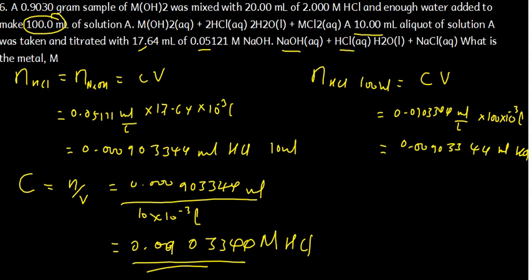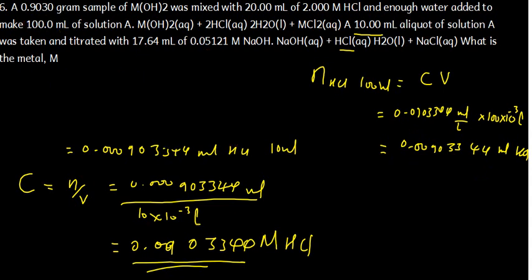Okay, now remember this one, the 100 milliliters, a 0.90 gram sample of M hydroxide was mixed with 20 milliliters of that and enough water added. Okay, so now at this point let's find the number of moles of hydrochloric acid initially. Now this number of moles that we have found here are the ones which are present in 100 milliliters, and we got from 100 milliliters 10 milliliters and reacted with the second reaction. In other words, this number of moles which we found are the ones which reacted in the second reaction.